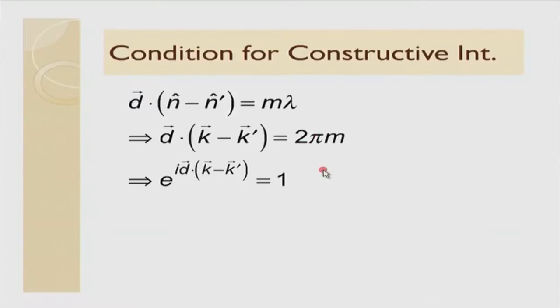So the Bragg diffraction condition, or rather the Laue condition, says that diffraction from two points will be constructive and you will get an emerging diffracted beam in the k prime direction, provided e raised to the power i d dot k minus k prime is equal to 1. At this point, we have taken only two points. Now consider the entire lattice.